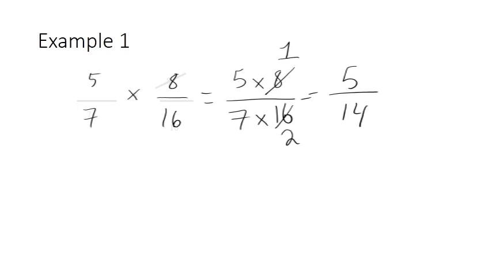So it's easy for you to know that 8 and 16 can be divided by 8. 8 divided by 8 is 1. 16 divided by 8 is 2. And now after you simplify, it's easy for you to calculate: 5 times 1 is 5 and 7 times 2 is 14.